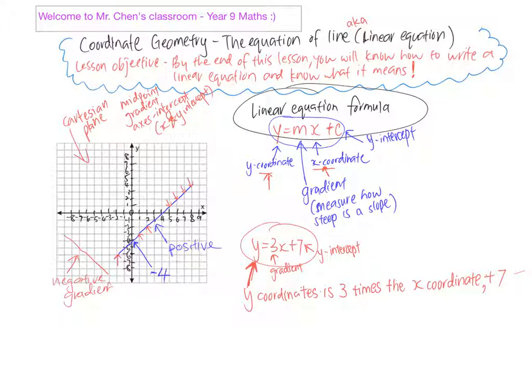The y coordinate is 3 times the value of x and then plus 7. So for example, if x is 2, what that means is y is 3 times the number 2 and then plus 7, which will be 3 times 2 is 6, 6 plus 7 is 13. That's what it means. So look at this, for example, does that resemble that?